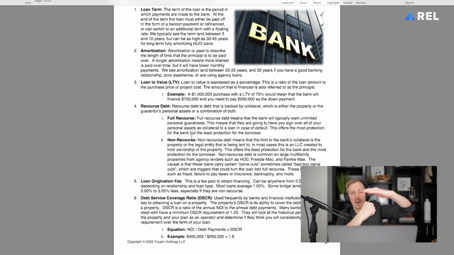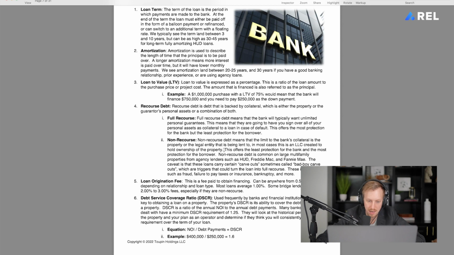It does not have the ability to come after the owners. The bank cannot come after the owners in a non-recourse scenario. In a full recourse scenario, you are signing a full personal guarantee, which means you sign all your personal assets as collateral. And in a full recourse scenario, if you default on that loan, the bank can come after you personally. In a non-recourse debt scenario, the limit to the bank's collateral is the property or the legal entity that is being lent to.